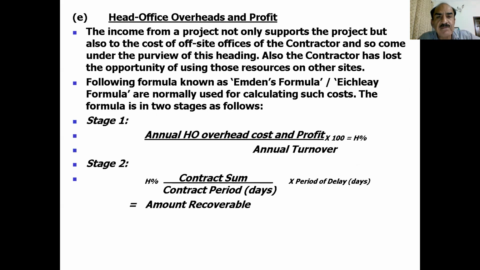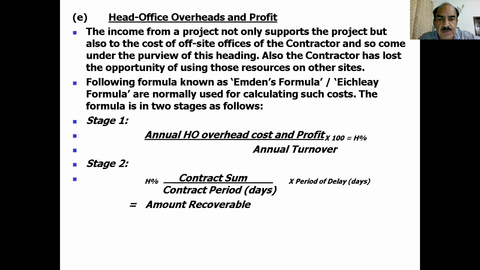Now, the head office cost and profits. The income from the projects not only supports the project but also the cost of the office. The contractor's head office costs come under the purview of this heading. Also, the contractor has lost the opportunity of using these resources for other sites. So the formula, which is also called the Hudson or Emden formula, is normally used for calculating such cost. The formula is in 2 stages. Stage 1: annual head office overhead charges, cost and profit, multiplied by 100% and divided by annual turnover.